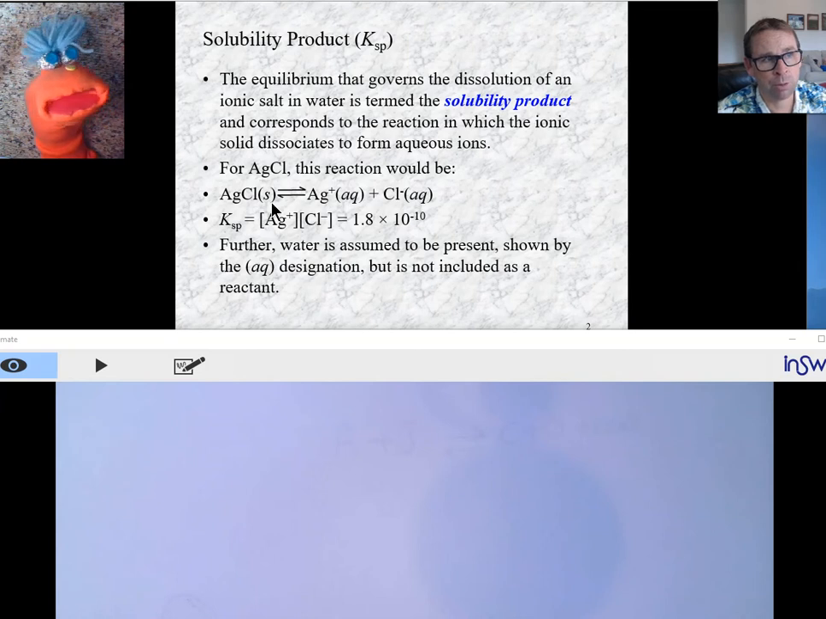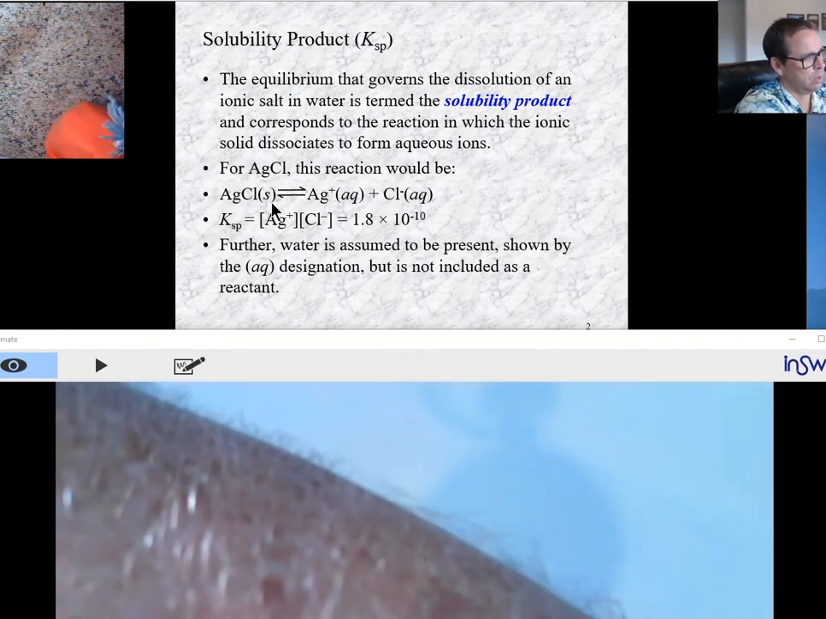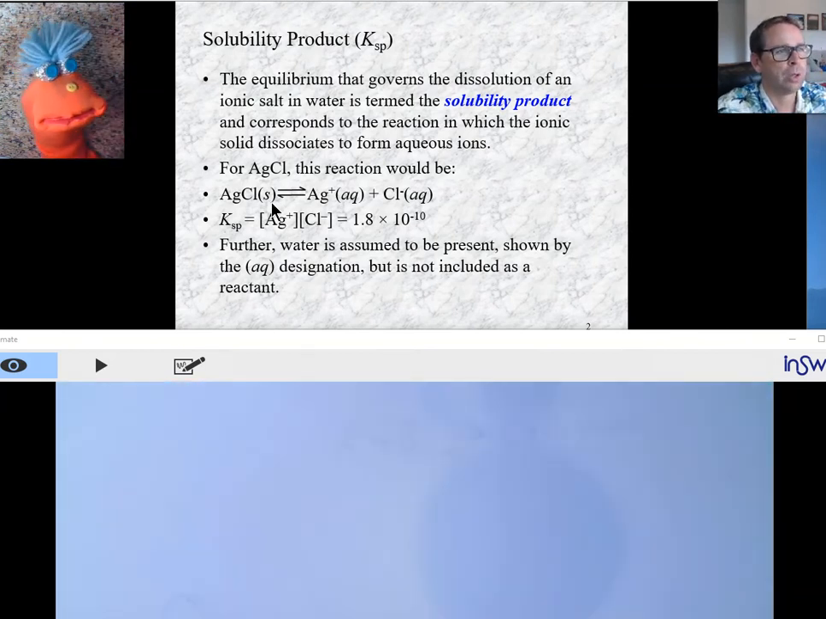Chlorides are generally soluble, but it says that, I got a hair in my eyes. Can you help me with that? Yeah, sure. Get that out of your eyes. There you go. Thank you.